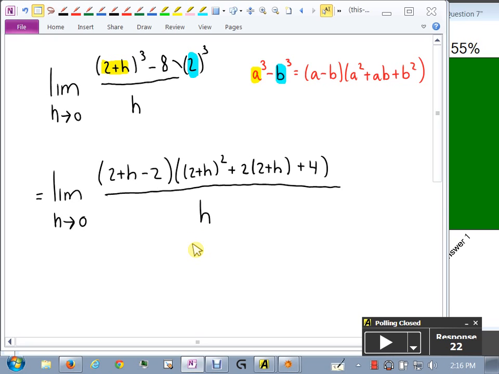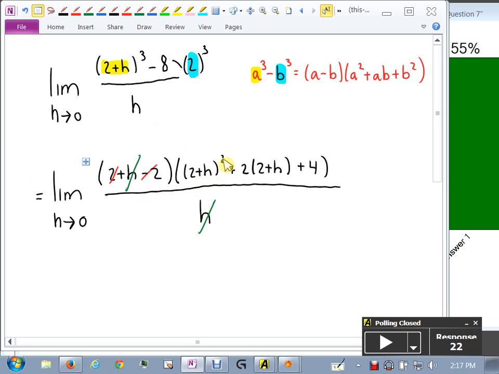What happens here? These 2's go away, which leaves an h here and an h here, which then cancel each other out. And now you should not get the division by 0 anymore. So let h go to 0, and what would you get?